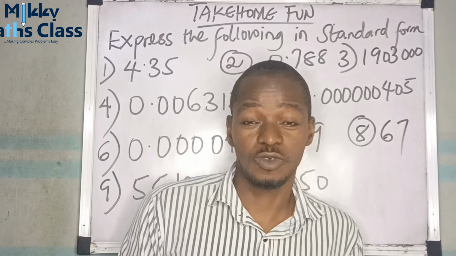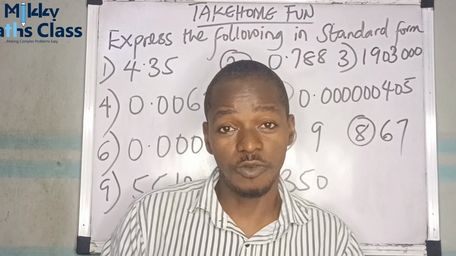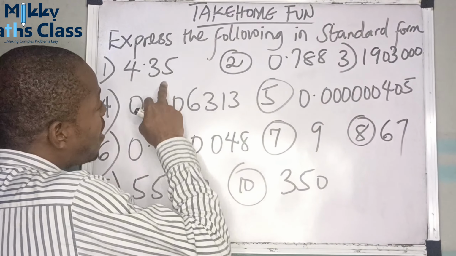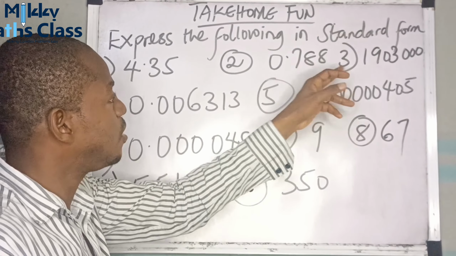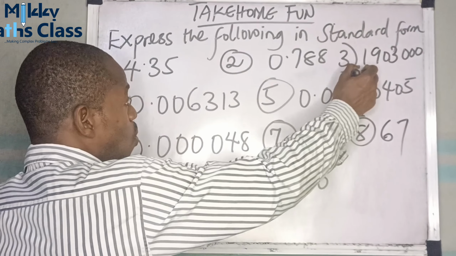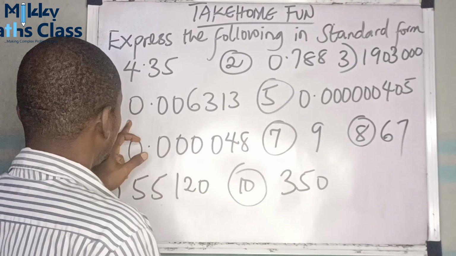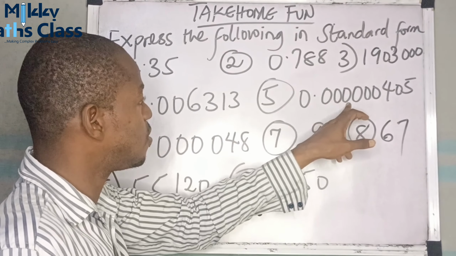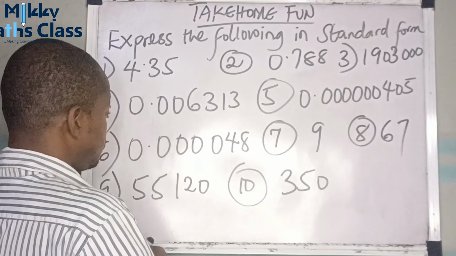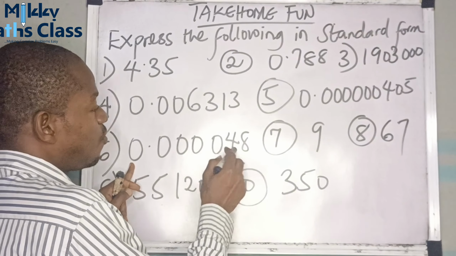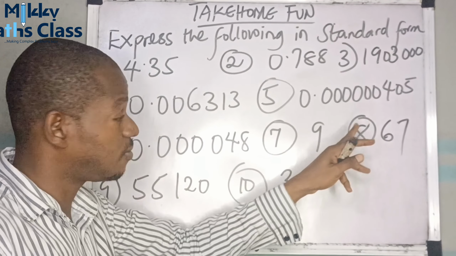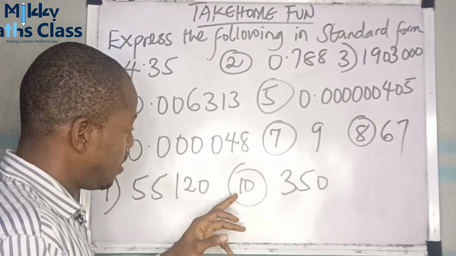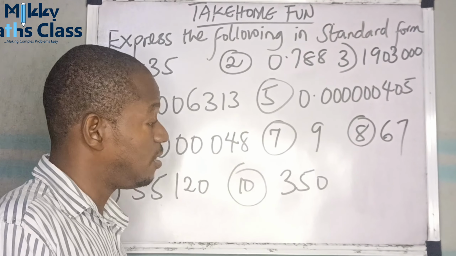Alright, just like in our usual style, before we go, here's a list of take-home questions that you can practice at your leisure time. The first one, 4.35. The second one, 0.788. The third one, 1,903,000. The fourth one, 0.006313. The fifth one, 0.00000405. The sixth, 0.000048. The seventh one, 9. The eighth one, 67. The ninth one, 55,120. Last but not the least, number 10, 350.